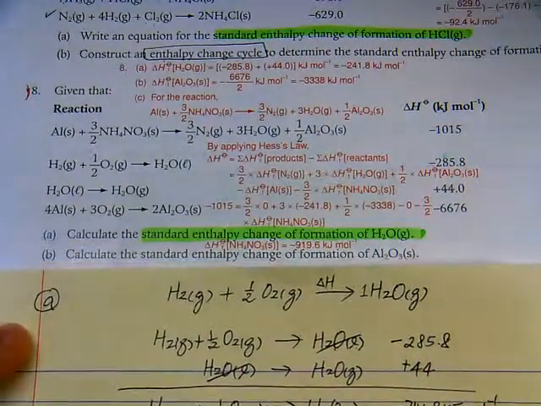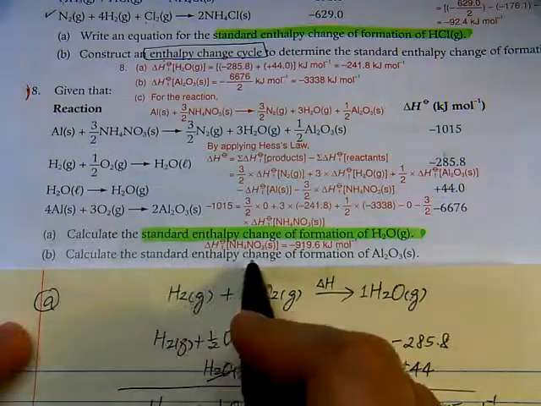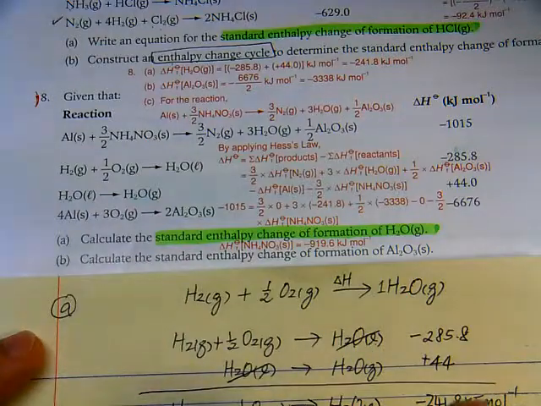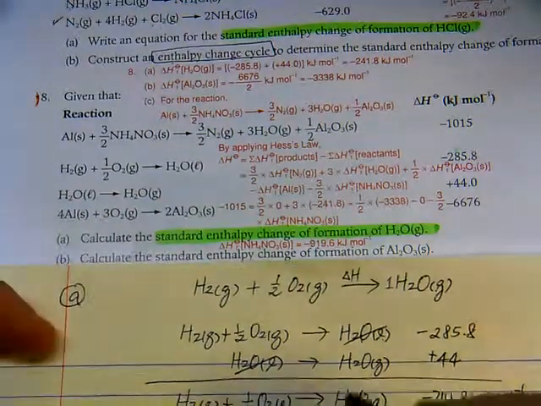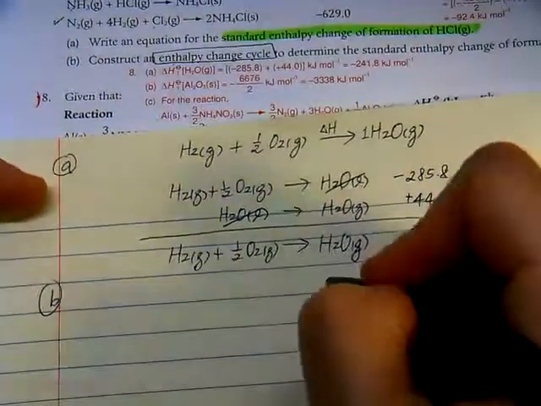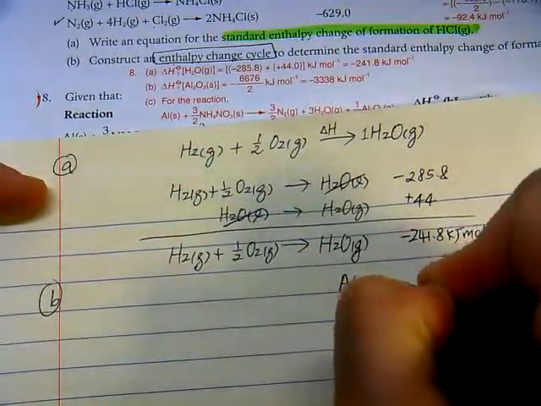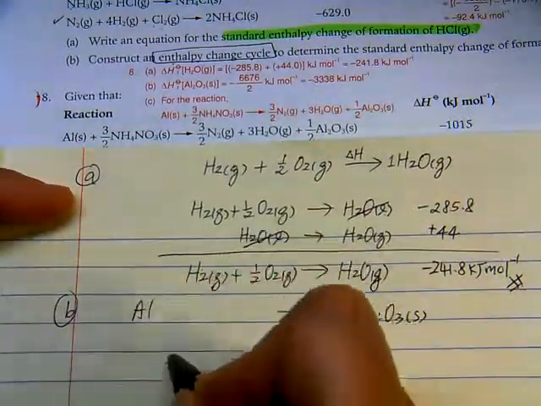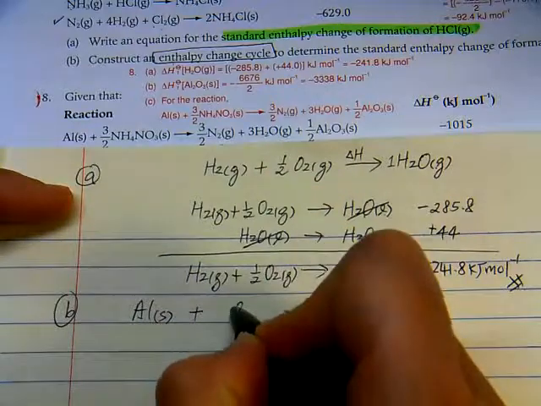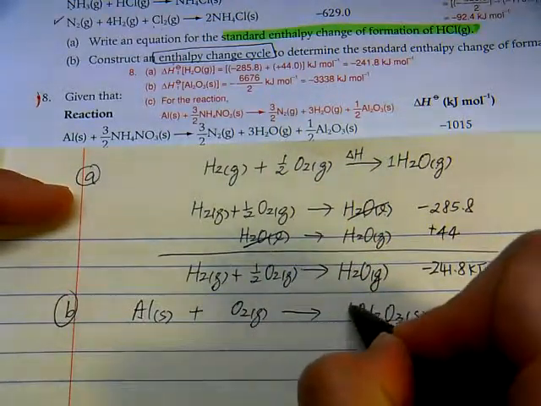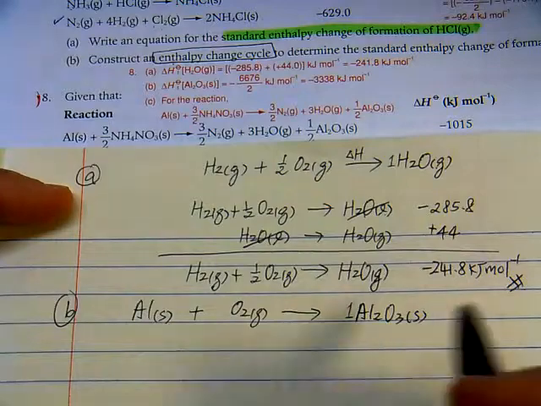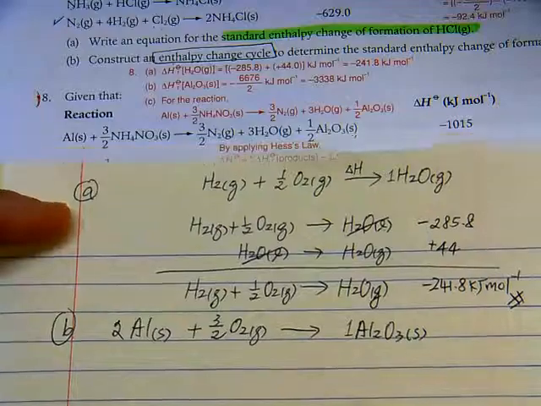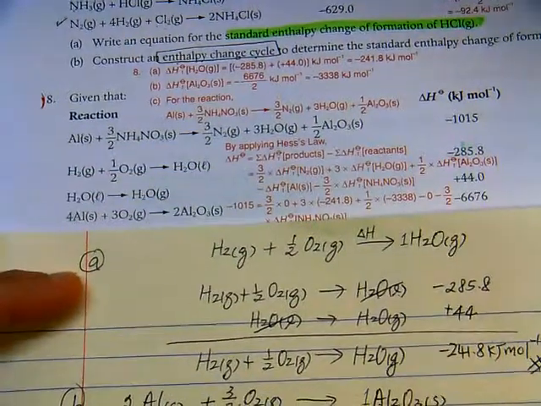Next, B. You need to calculate the standard enthalpy change of formation of aluminum oxide. First of all, you are required to write down the equation for the term formation. It is the enthalpy change when 1 mole of aluminum oxide is formed from its elements. Its elements are aluminum and O2. According to the definition, we need to keep this as 1, so we need 2 and we need 3/2. Understand? Now look at the last equation.